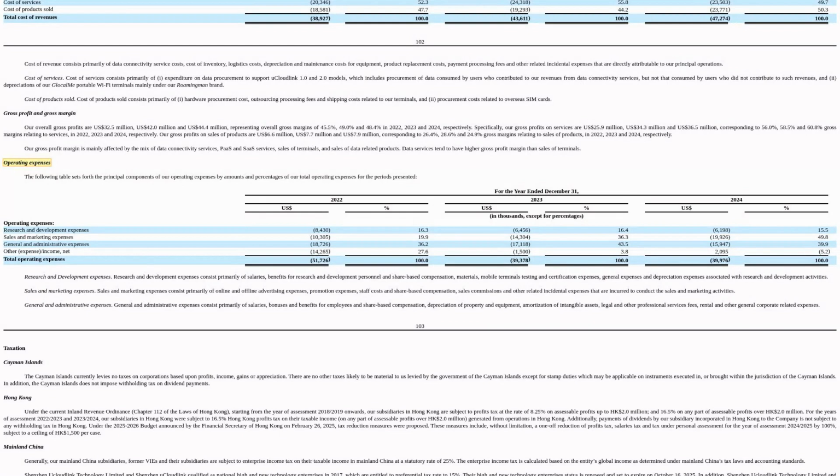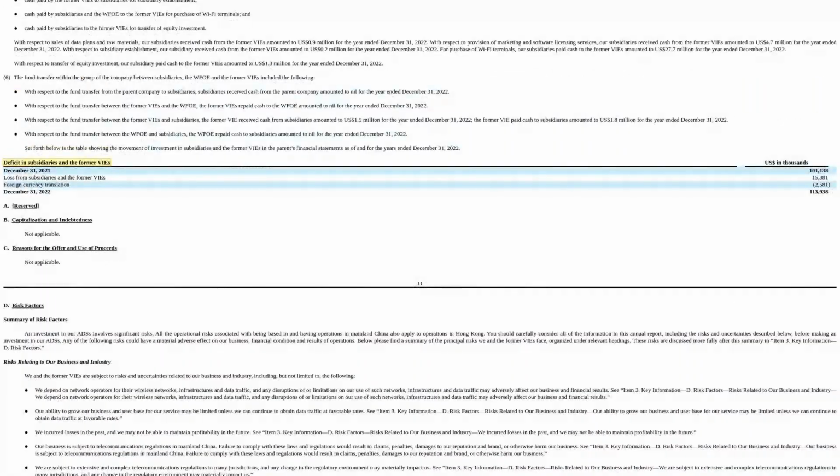uCloudlink faces extensive and complex telecommunications regulations which are constantly developing and changing the business. Many of these laws are subject to change and uncertain interpretation, so it is important to review these risks. There is a fund transfer within the group between subsidiaries, the WFOE and the former VIEs, between 2021 and 2022, which involved millions of dollars. This indicates a lot of complex activity in a sector known for its government restrictions, as mentioned previously. They have positive cash and cash equivalents growing from $14.9 million to $23.3 million, which is a great trajectory for the company.